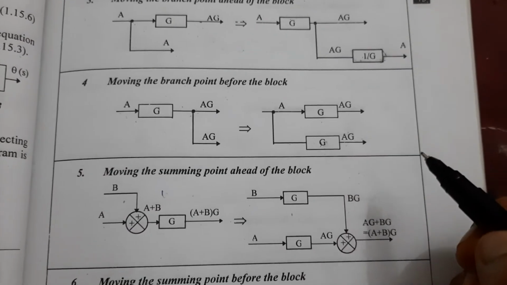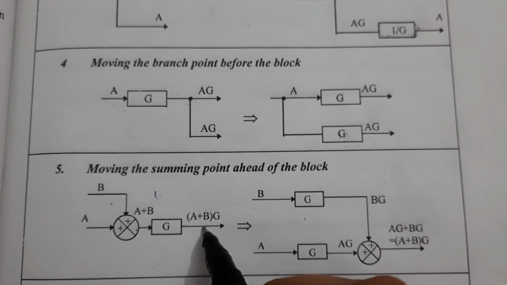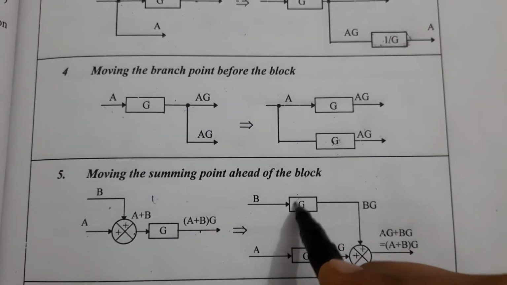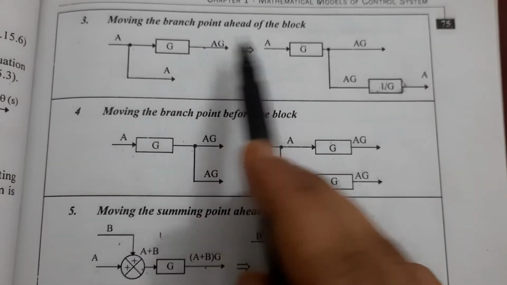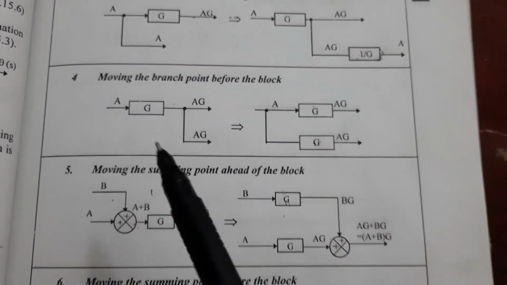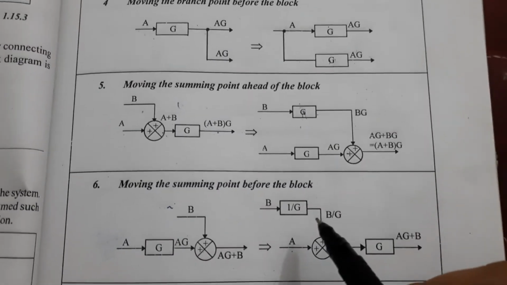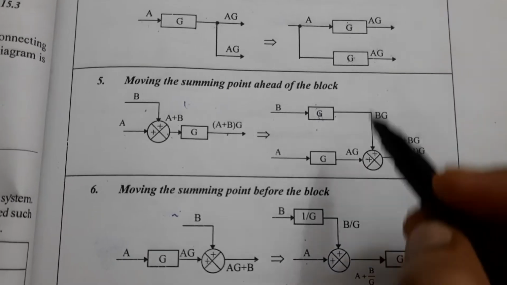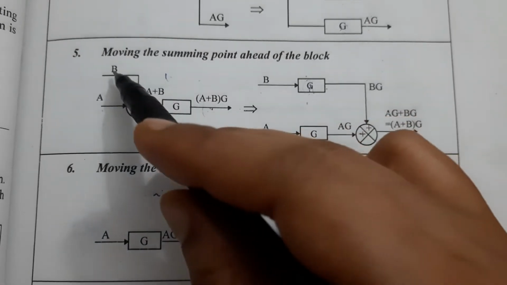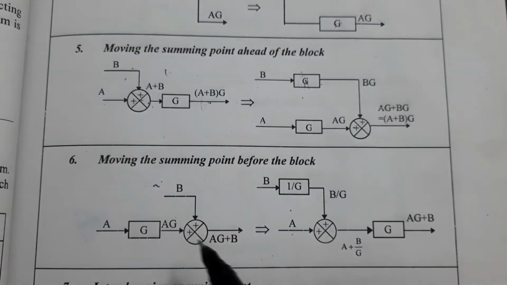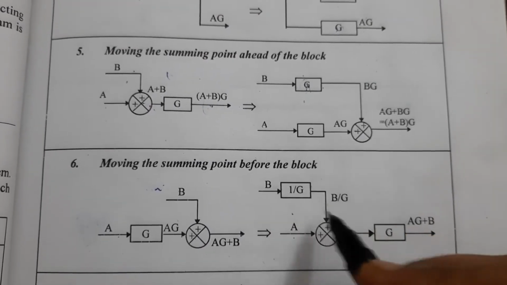And next one is moving the summing point ahead of the block. We move this summing point ahead of this block, and at this point we add a G block, just opposite. If you move ahead of this G, we add a 1 by G block here, and moving before, we add a G block here. So for moving the summing point ahead of the block, we move this summing point here and add a 1 by G block here. And also for moving the summing point before the block, we add a G block here.